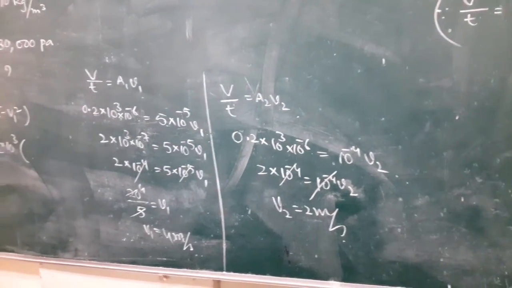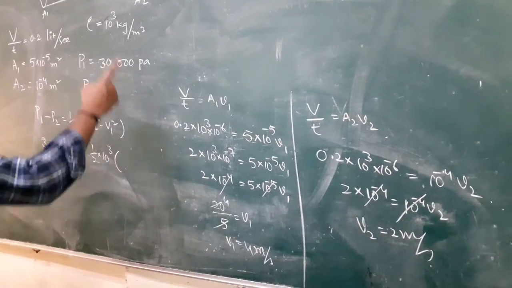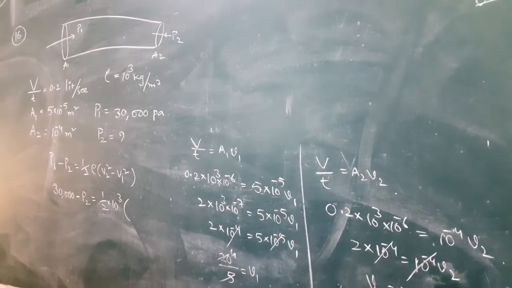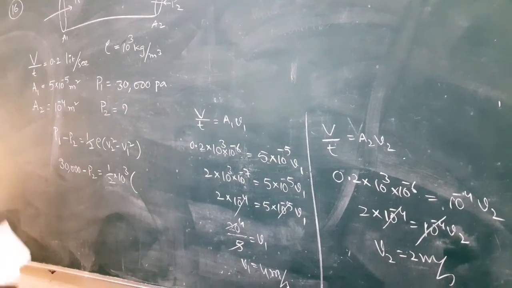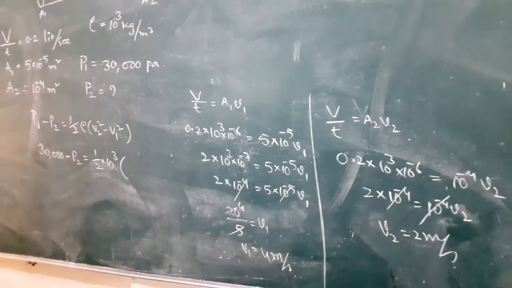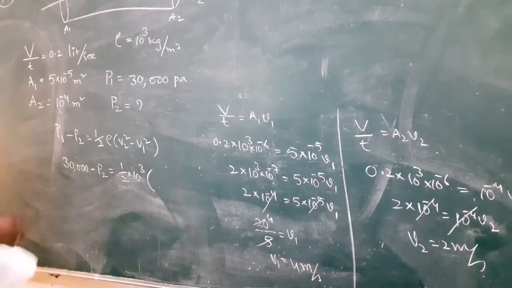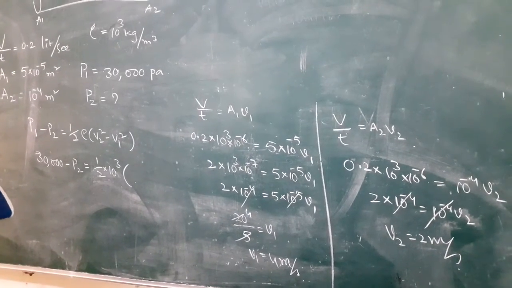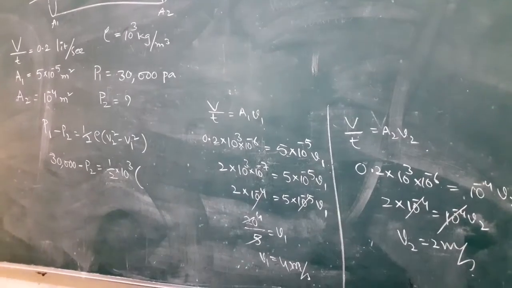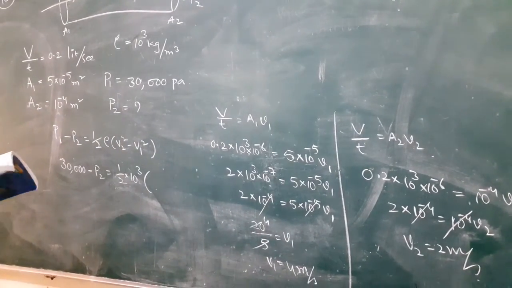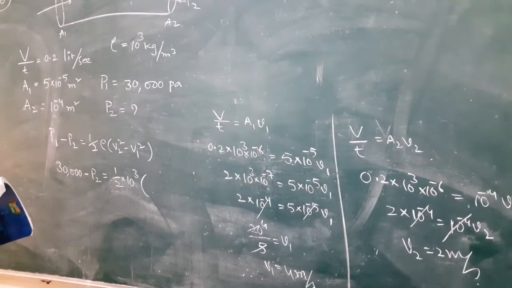Here, for the pressure difference, V2 is the velocity at the second end, V1 is the velocity at the first end. The pressure at the first point is not given; the pressure at the large cross sectional area is mentioned. That is A2 is equal to 10 power of minus 4. The question asked is what is it?